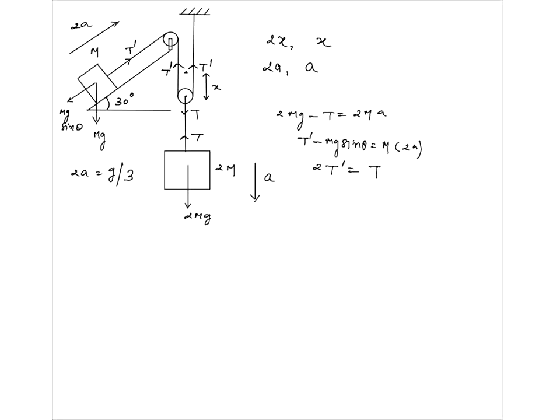Any questions? Let me know. Sir, if this movable pulley goes up, then shouldn't the direction of this 2A and A be opposite of what is shown? Yes, it will be opposite.